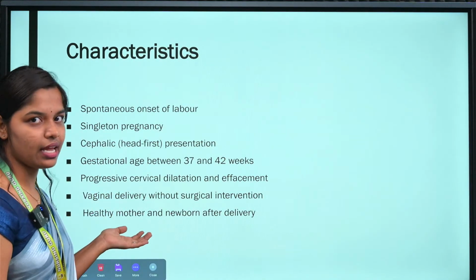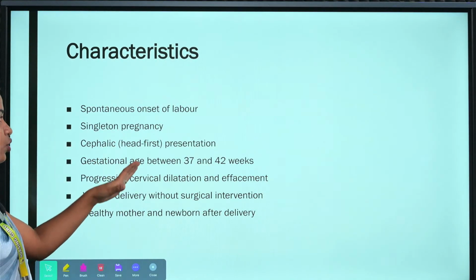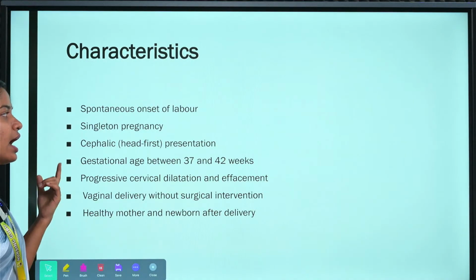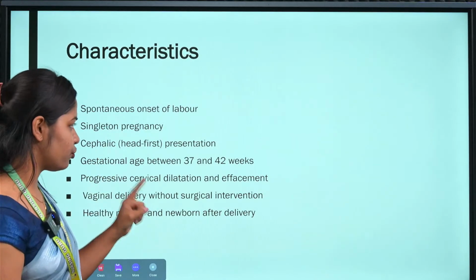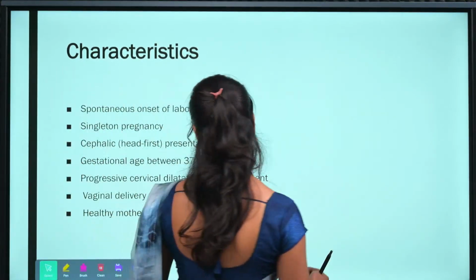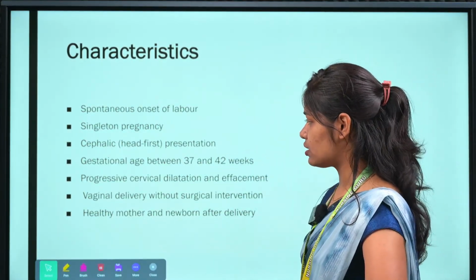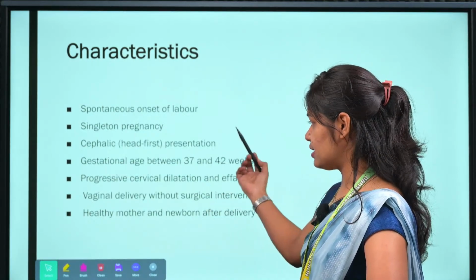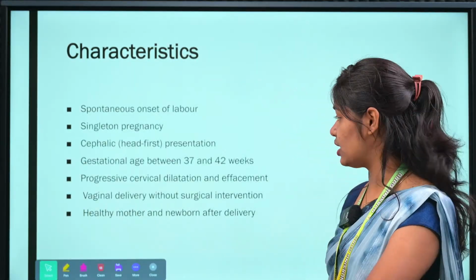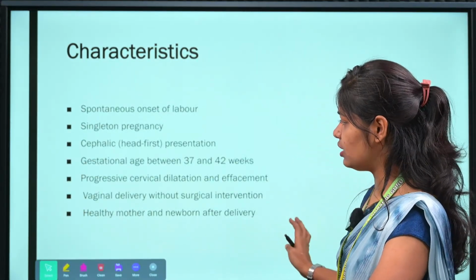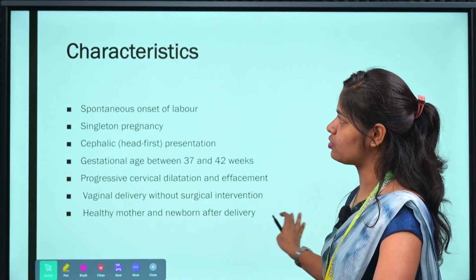Characteristics: spontaneous onset of labor, single pregnancy, single fetus, and normal cephalic presentation. Normal gestation, between 37 to 42 weeks, there will be a delivery of the baby. Then progressive cervical dilatation until 10 centimeters and effacement, thickness of the cervix. Vaginal delivery without any surgical intervention, a healthy mother and without any complication for the mother and the newborn. These are all the characteristics of the normal labor.